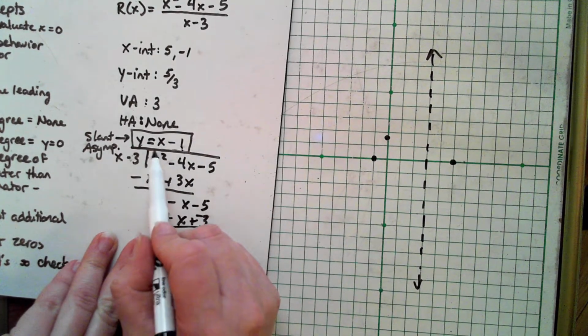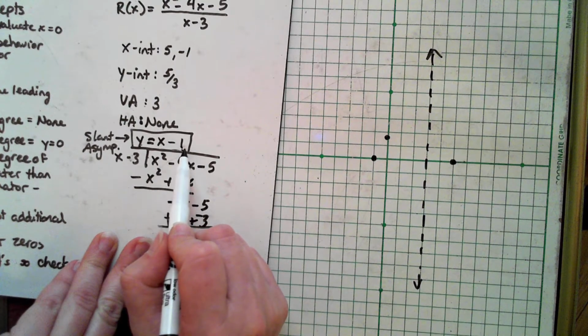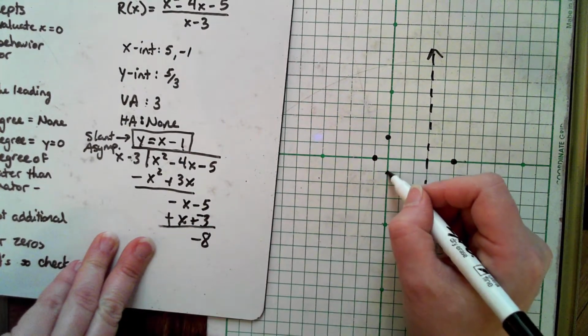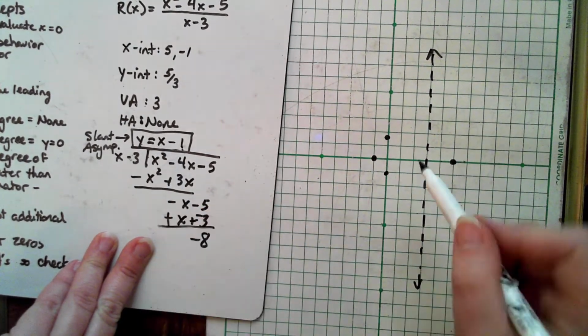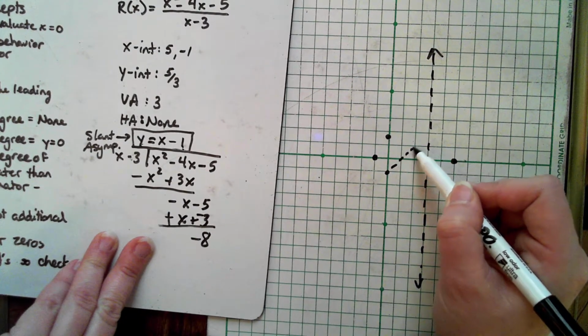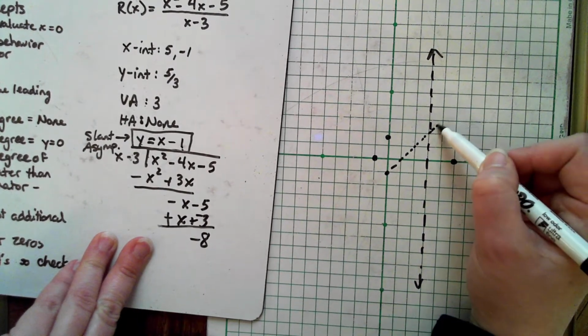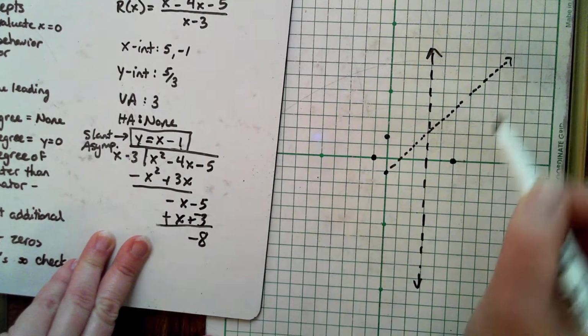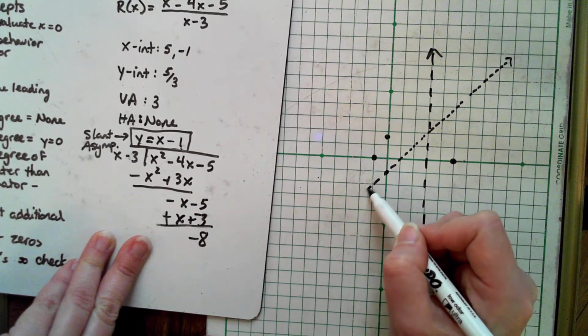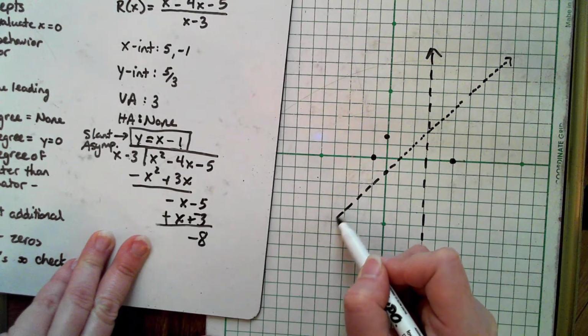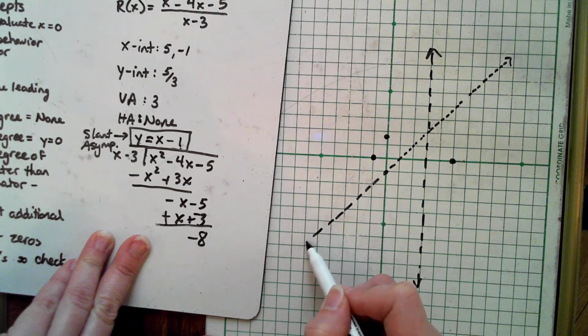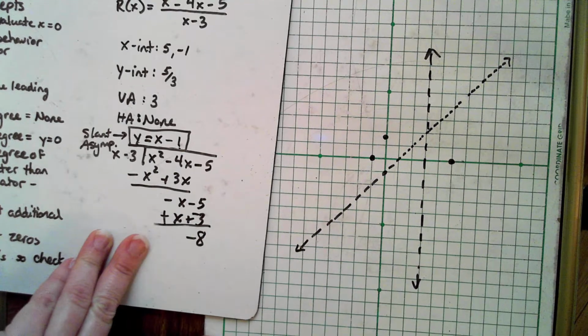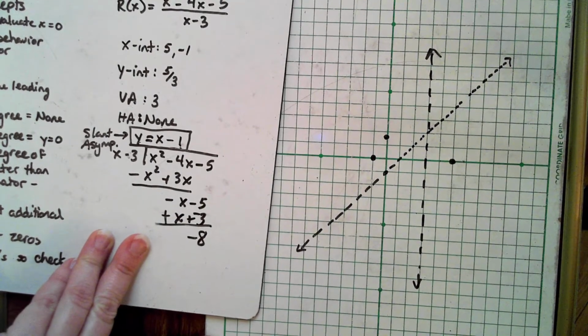So again, I have to graph this function. The negative 1 is the y-intercept, and the slope is positive 1. So it's going in this direction, like that. Now remember, this is an asymptote. It's not actually part of my graph, although I do show it as a dotted line on my graph so that anyone looking at my graph will know that there is a slant asymptote right there. So those are my asymptotes.